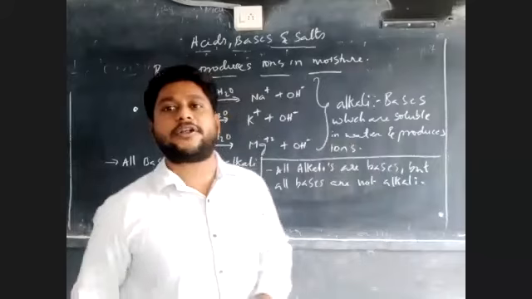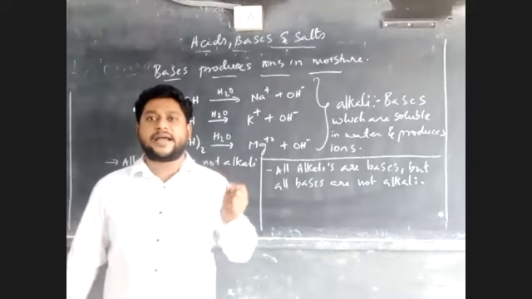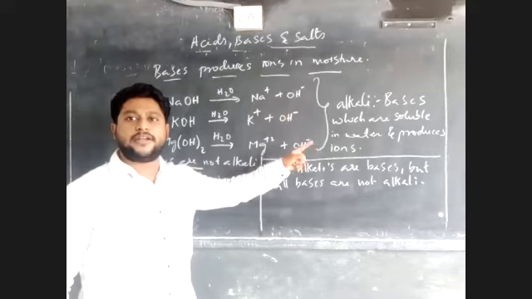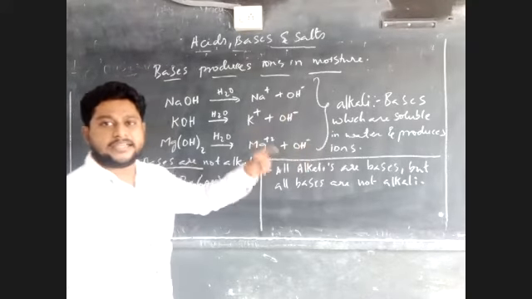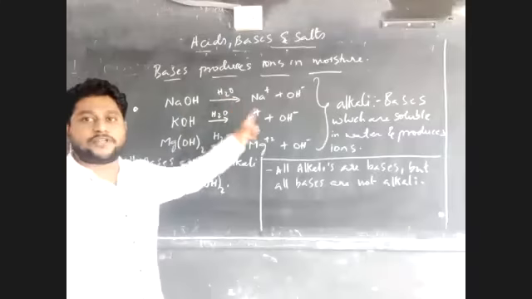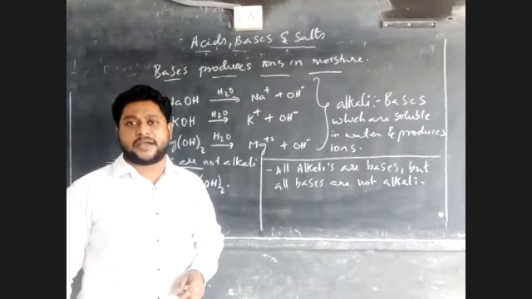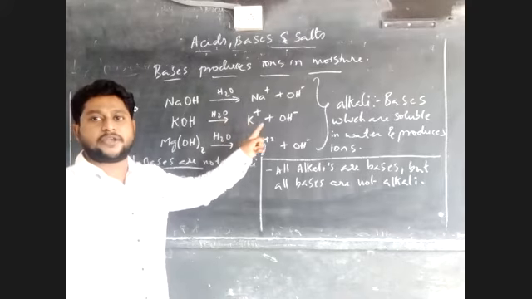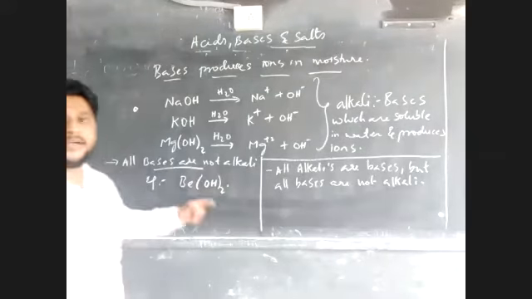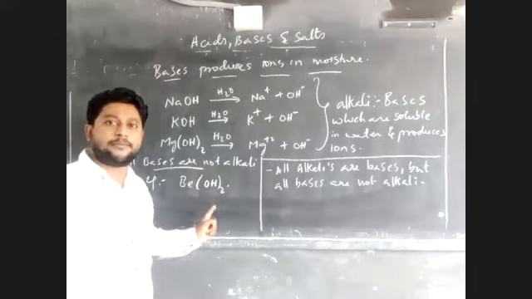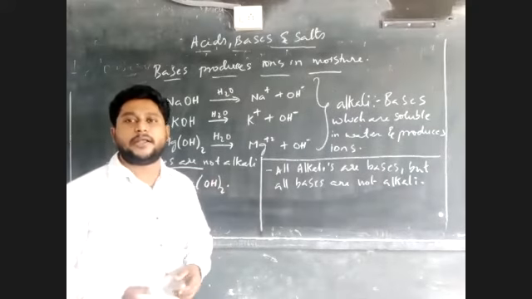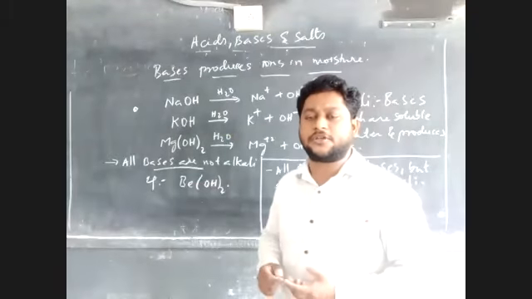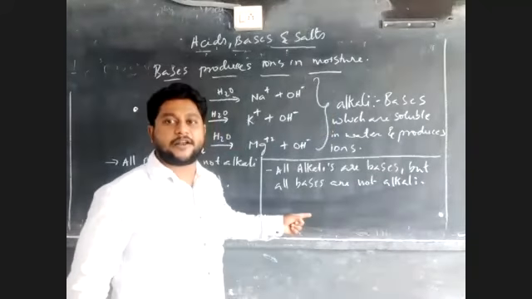Here you have two important questions. One is define alkali with a suitable example. What is alkali? Bases which are soluble in water and produce OH minus ions. Example, NaOH in presence of moisture produces Na plus and OH minus ions. Potassium hydroxide produces potassium ions and OH minus ions. But beryllium hydroxide, even though it is also a base, is not soluble completely to produce OH minus ions.